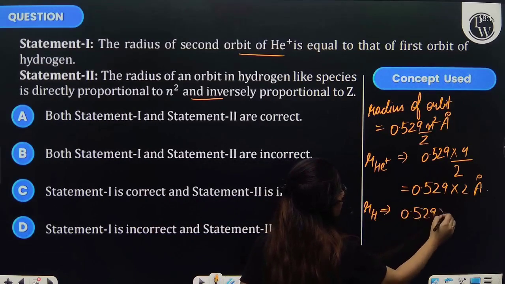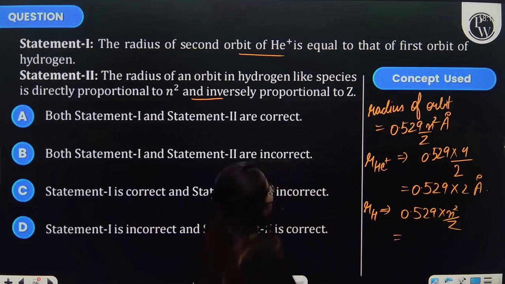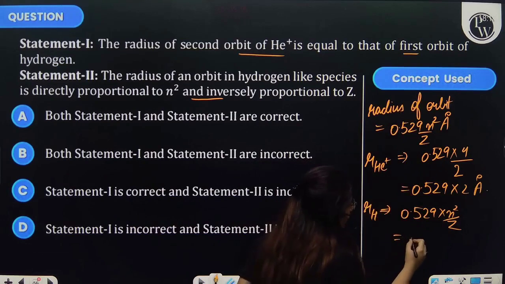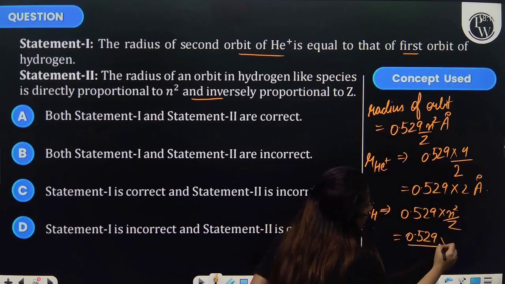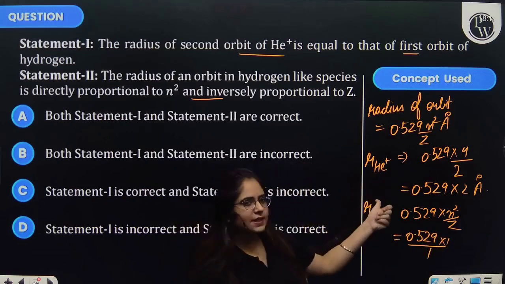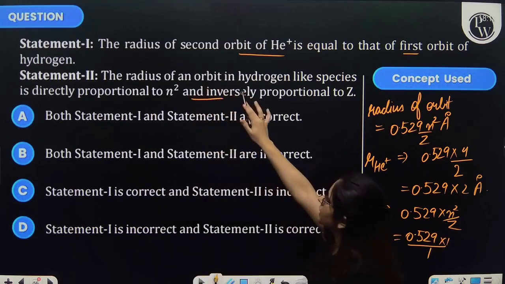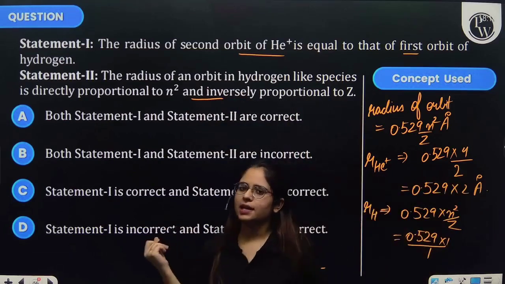Now, if we calculate the radius for hydrogen, then it will be 0.529 into n square by Z, and you have to calculate for the first orbit of hydrogen. So n will be 1 here and Z will also be 1. So these two radii are not equal. That means statement 1 is incorrect, because in statement 1 it has been provided that the radius of both of these are equal.